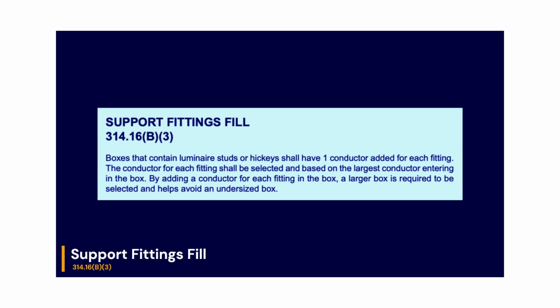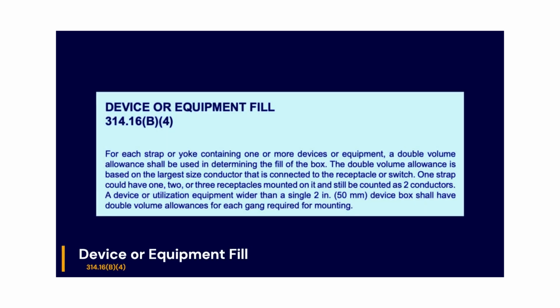Support fittings fill. 314.16(B)(3). Boxes that contain luminaire studs or hickeys shall have one conductor added for each fitting. The conductor for each fitting shall be selected based on the largest conductor entering the box. By adding a conductor for each fitting in the box, a larger box is required to be selected and helps avoid an undersized box.